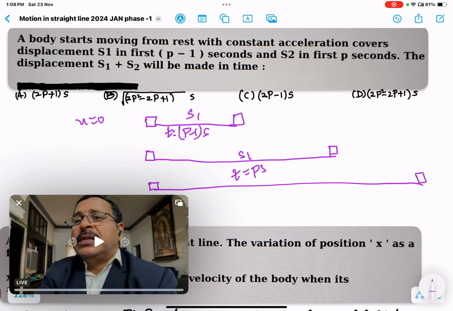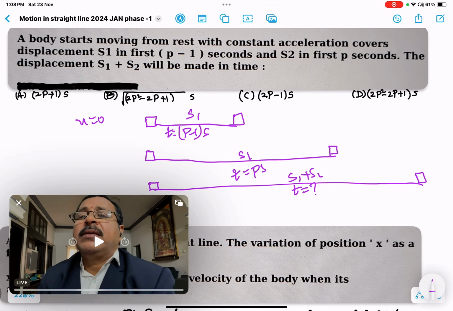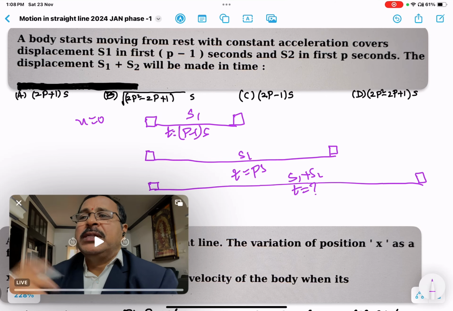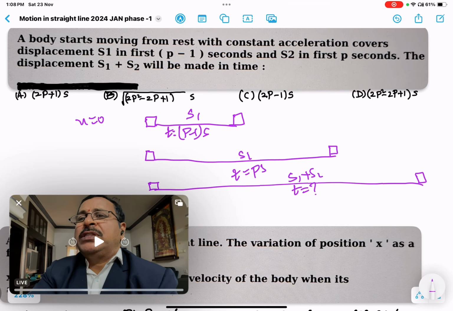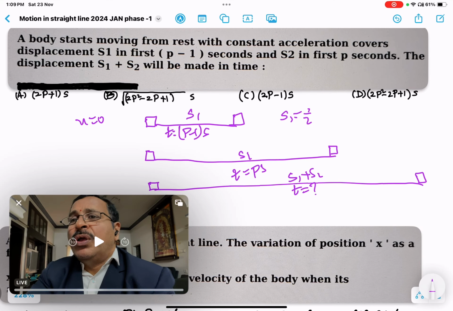This is the question. S1 plus S2: to cover this distance, what is the time taken? My dear student, listen carefully. First, the answer is S1 equals half ut plus half at square. Here u is 0, since it starts from rest.